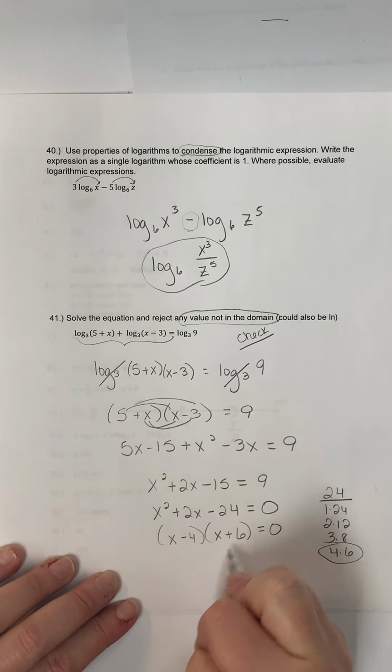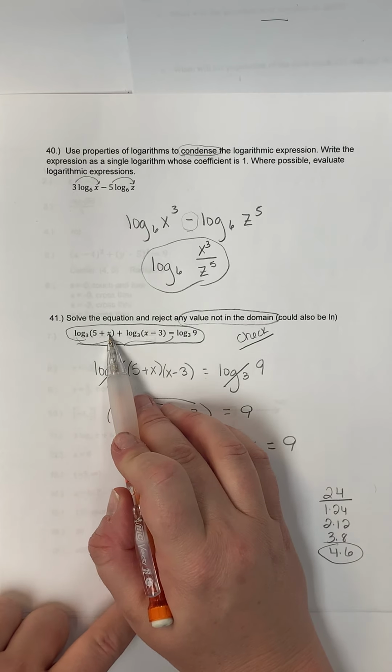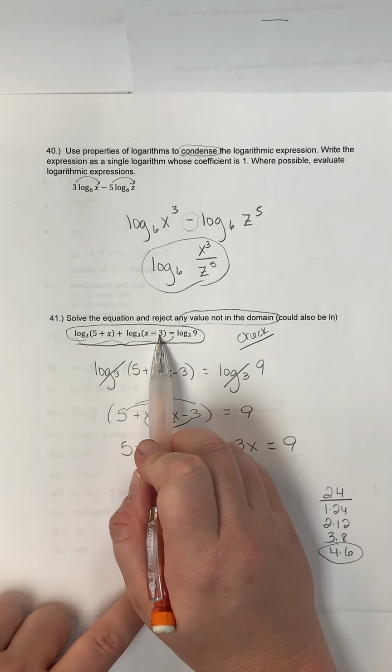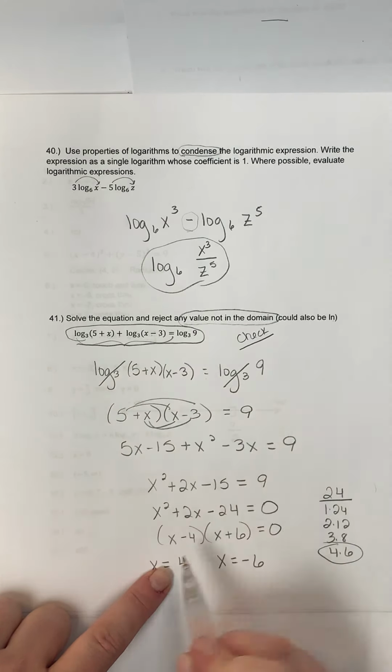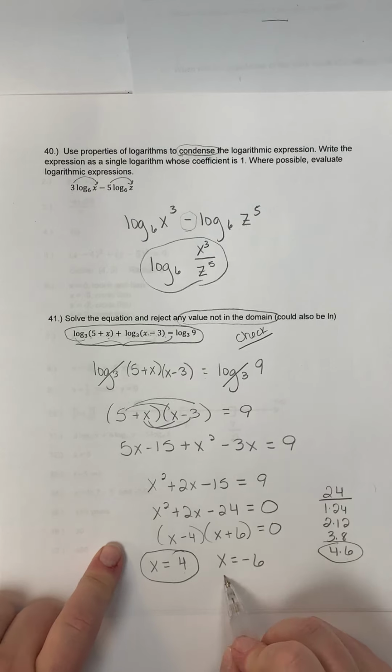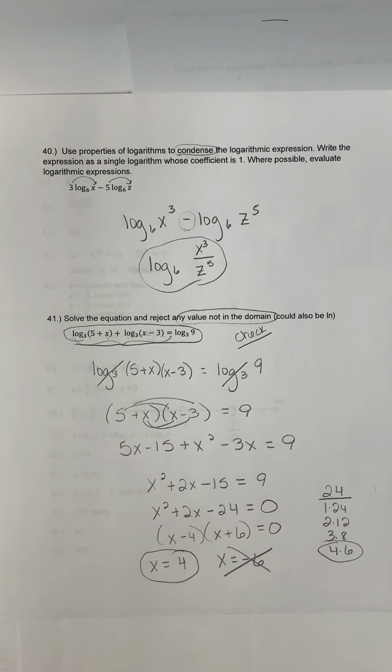Now, I don't want to just circle both of these and move on. I need to come up here to my original equation and plug them in. So let's try 4. 5 plus 4 is a 9, that's fine. 4 minus 3 is a 1, that's fine. Okay. 5 plus negative 6, that's a negative 1. And negative 6 minus 3, that's a negative 9. This one does not work.